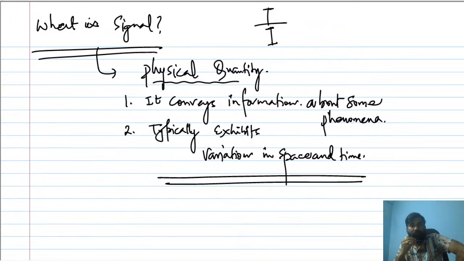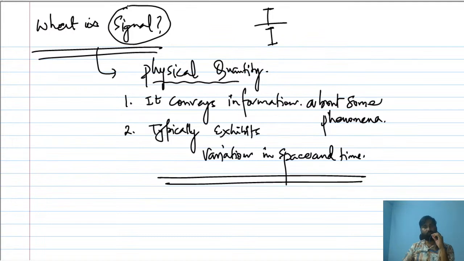I will give you some kinds of signals, like audio signal, voice signal, video signal. There are different kinds of signals. If they vary with time, if they exhibit some kind of variation in space and time, that can be regarded as a signal. I hope this makes sense. So this is the real-time definition. This is the basic definition you have to understand.